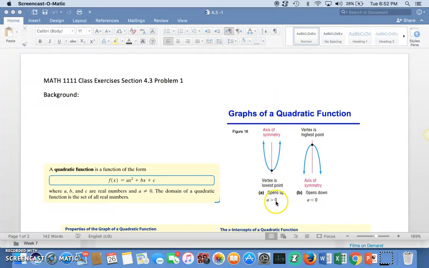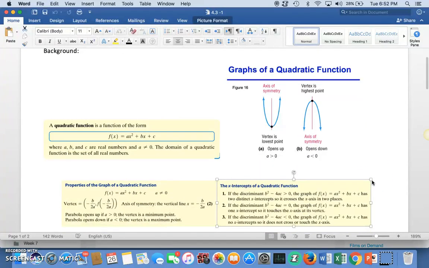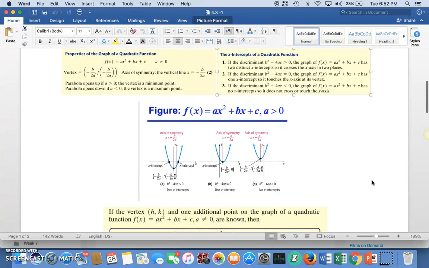If a is greater than 0, it's positive, it opens up. If a is less than 0, it opens down. Your axis of symmetry is the vertical line that goes straight through the vertex, regardless of the direction that it points. You've got some properties of quadratics.